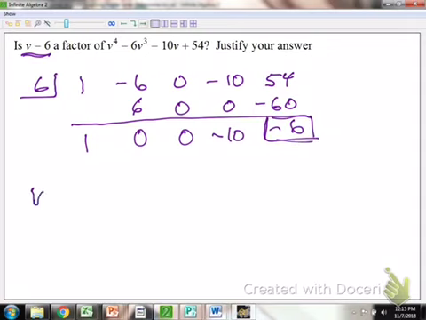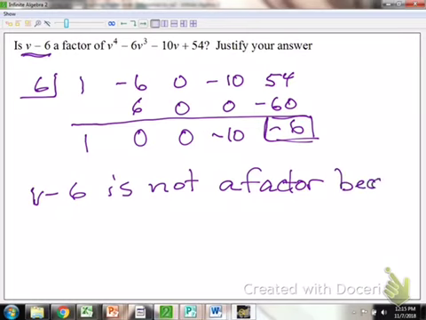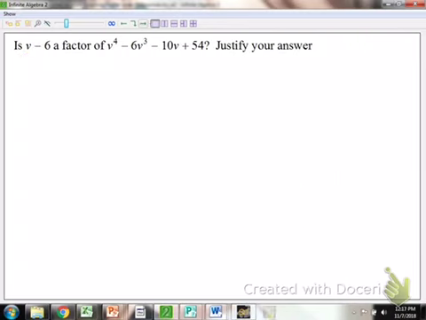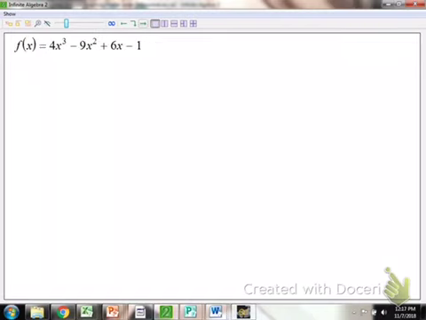Okay, so v minus 6 is not a factor because positive 6 is not a root. Okay? So that's how those problems work. And what I'm really just trying to make sure that you understand is the relationship between the factors of a polynomial and the zeros of that polynomial. So our next section is going to deal with actually finding the zeros of polynomials.